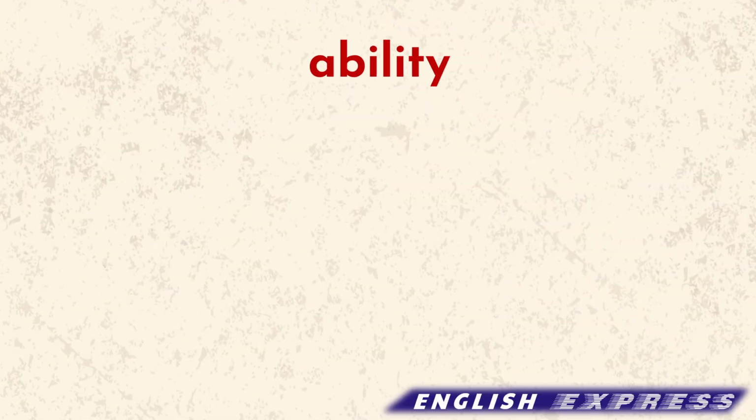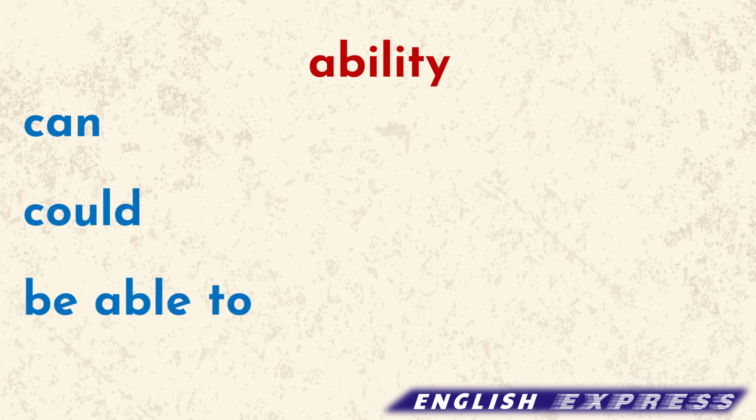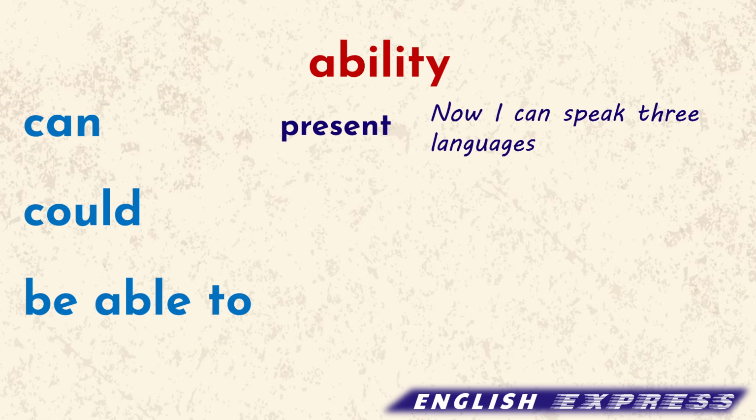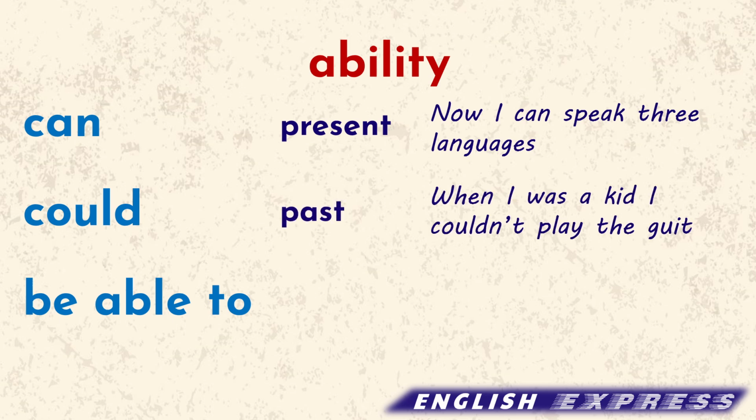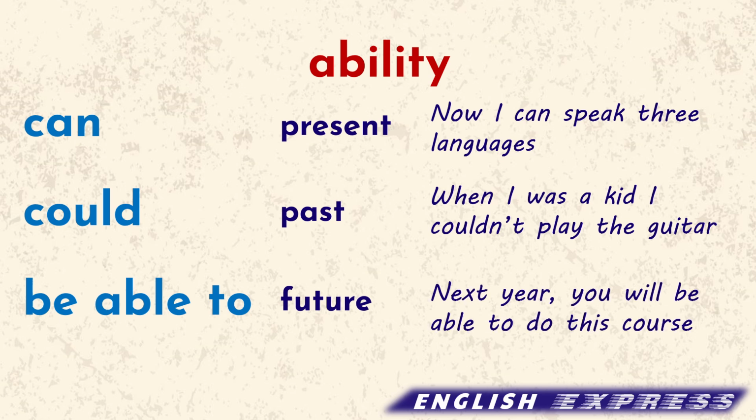Ability. Easy. We have can, could, and be able to. Use can for the present. Now I can speak 3 languages. Could for the past. When I was a kid, I couldn't play the guitar. And be able to for the future and all the tenses. Next year, you will be able to do this course.